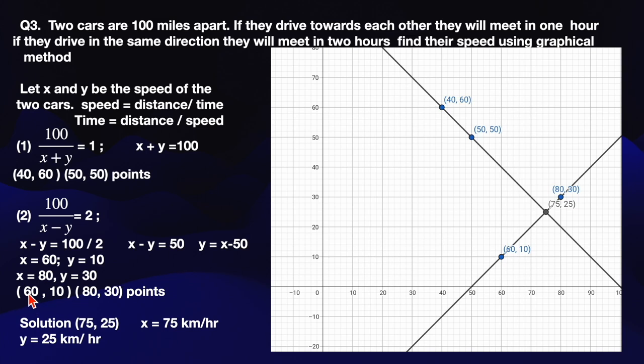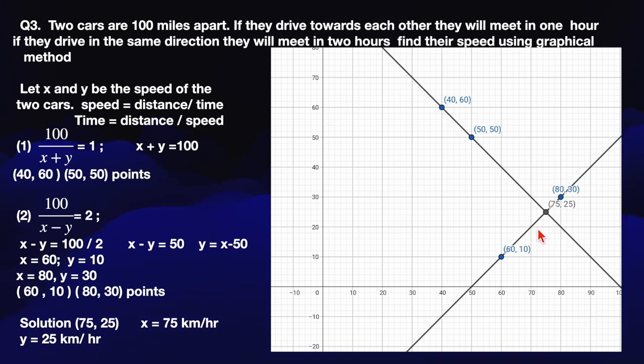I've just put like this. So first point 60, 10. So here x coordinate is 60, y coordinate is 10. This is the point. 80, 30, this is the point. Okay, join them, and this is the second line. This is for this equation.